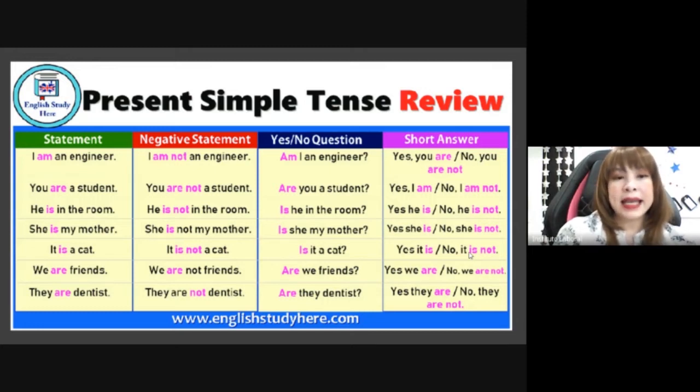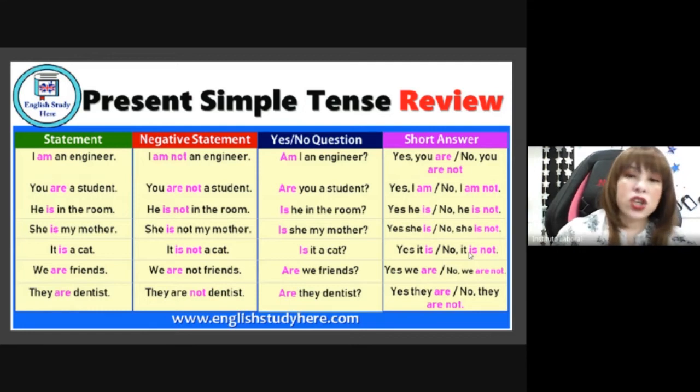I am an engineer. When we want to make a sentence negative, we add the word not after the verb be. So we have here some examples of negative statements. I am not an engineer. You are not a student. He is not in the room. She is not my mother. It is not a cat. They are not friends. They are not dentists.